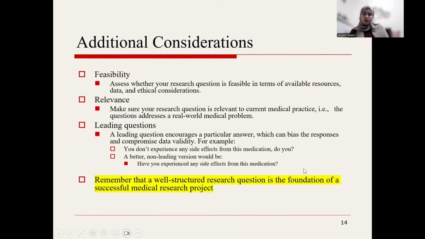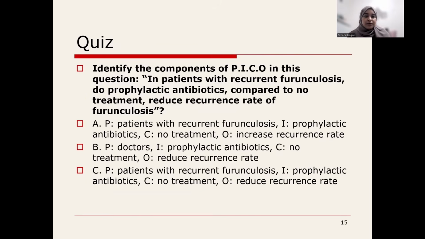Okay, and then remember that well-structured research is the foundation of a successful medical project, and this might come as an MCQ as well. Okay, so identify the components of PICO. In patients with recurrent furunculosis, do prophylactic antibiotics compared to no treatment reduce recurrence of furunculosis? What is the P? What is the I? What is the C? What is the O?